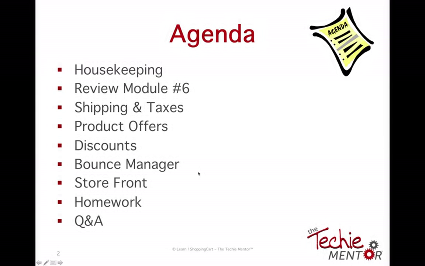So we'll take a moment, review housekeeping, review last module, Module 6, and then today we're going to talk about setting up shipping and taxes, something called product offers and discounts. And then we'll take a quick look at the bounce manager. It's something that's pretty easy to figure out, but I thought I'd better show it to you because it's something you may need to clean up every so often. And then we'll start looking at the storefront. Depending on how much time, we will continue the storefront next week along with affiliate management. And then we'll do our homework and have a Q&A.